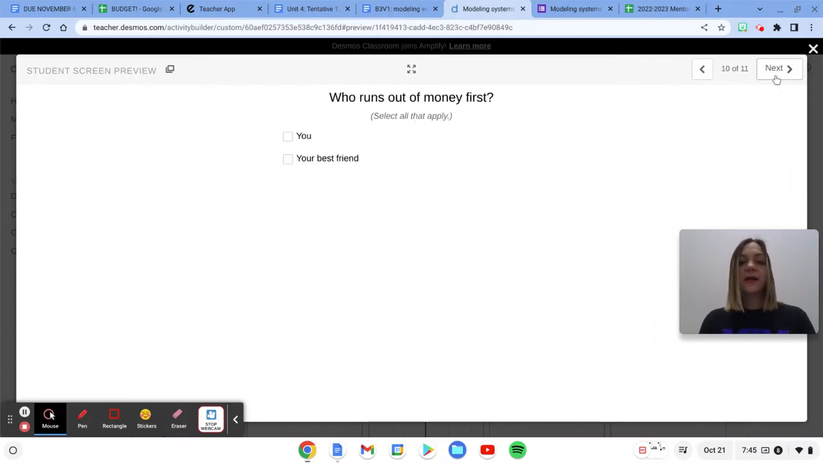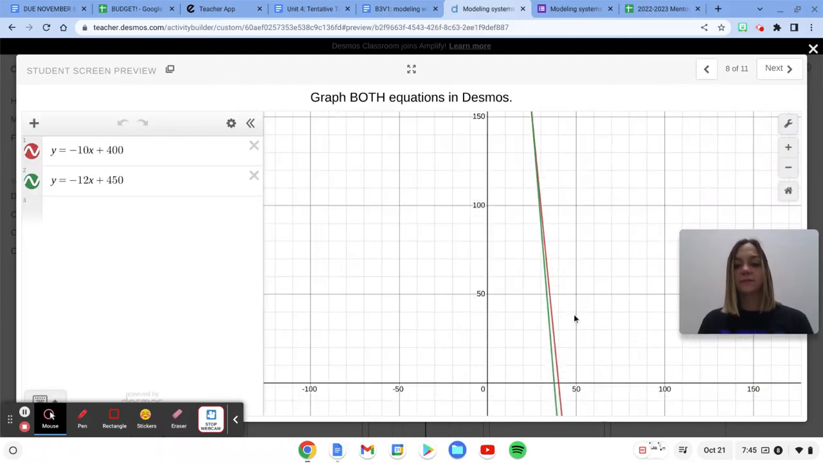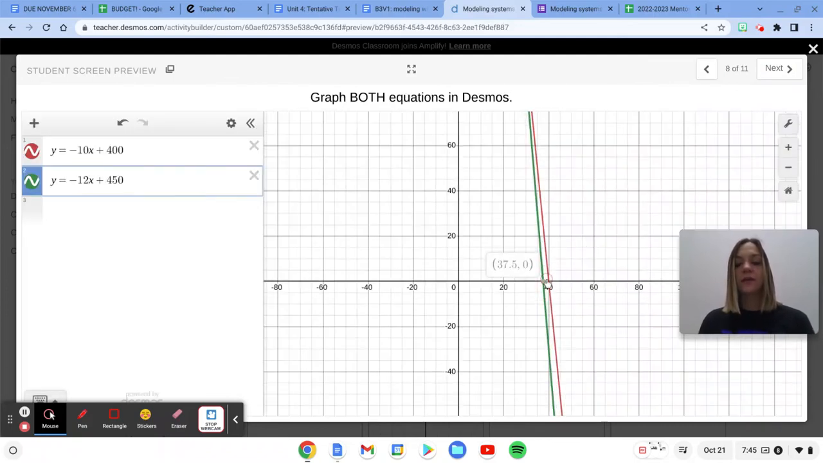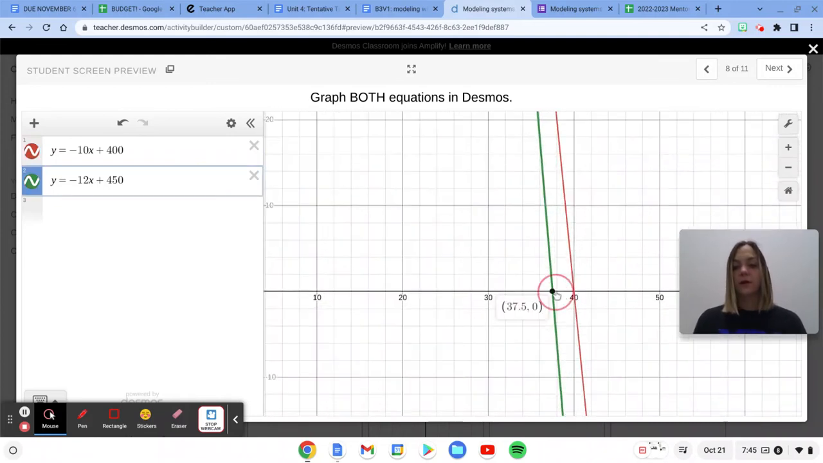Now, screen 10 is my last screen, and it says who runs out of money first. I'm going to use my graph to help me with this. So when money is zero, when y is zero, that means there's no more in my bank account. So I can see one of us runs out at 37.5 weeks, and one of us runs out at 40 weeks, because at 37.5 weeks, there's no money left in this account. At 40 weeks, there's no money left in this account.